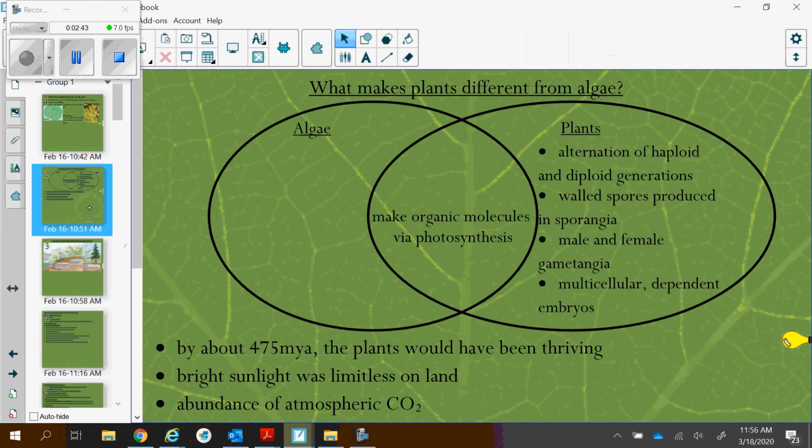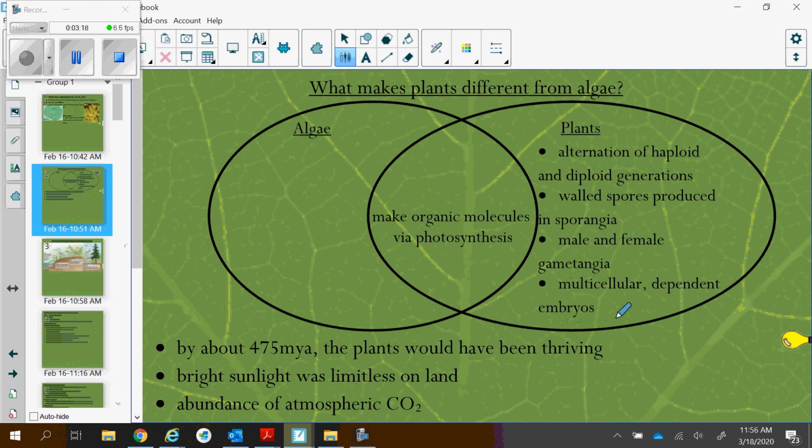Okay. Now something to remember: what's an alga? Algae, plural; alga, singular, versus a plant, right? So the thing that unifies them in our Venn diagram is this here: organic molecules via photosynthesis. Photosynthesis is common to algae and plants. Everything else over here, all these features, those are unique to plants. So alternation of haploid and diploid generations, walled spores, gametangia. We're going to get to all this in a second.